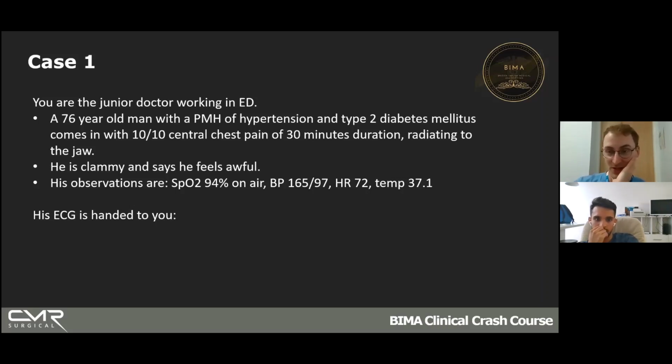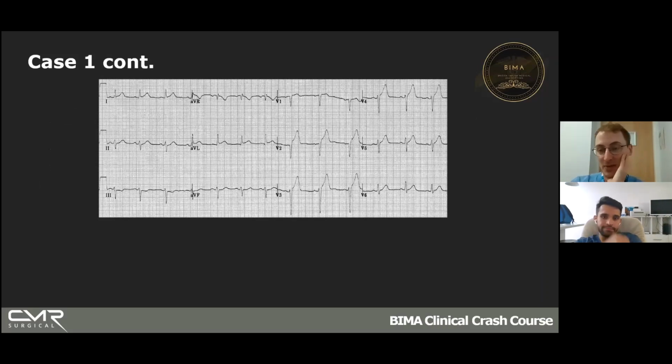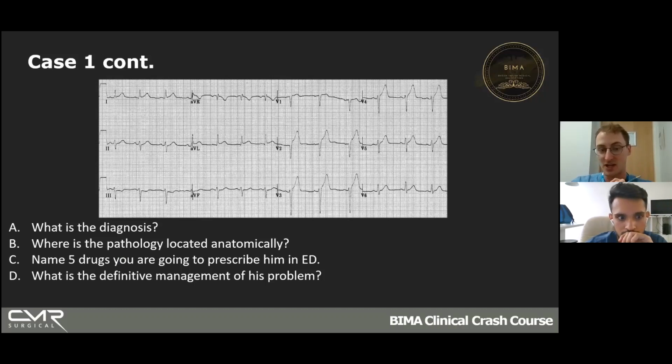And here are some questions. He's got some central chest pain, 10 out of 10, radiating to the arms and the jaw. Here's the ECG. What is the diagnosis? Any suggestions?